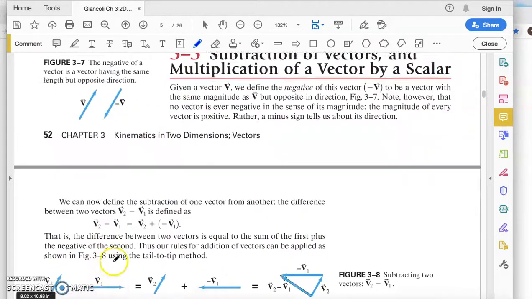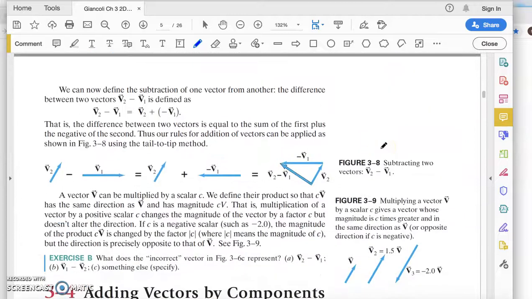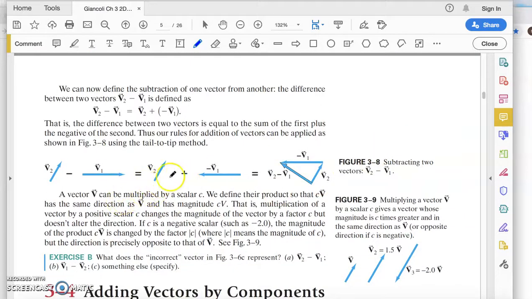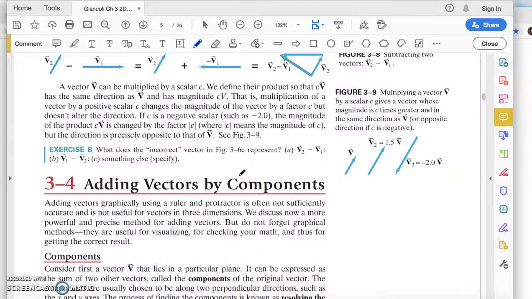Here, this is the section of subtracting vectors, and multiplication of vectors. If you have two vectors and you want to subtract them, subtract means you reverse the direction. It's the same as addition but with reverse direction. You can see that. You need a couple of hours, by the way, guys, to go through them. Here, if we multiply a vector with a constant, how this will affect the size, and also the direction when we multiply it with a negative.